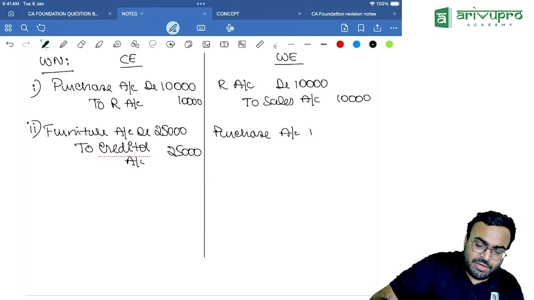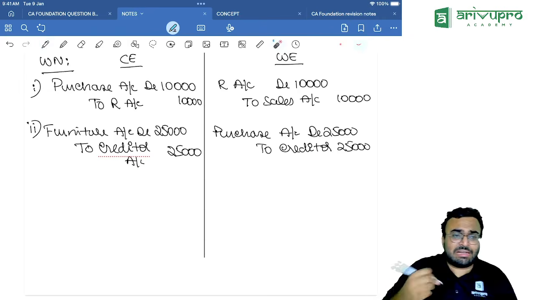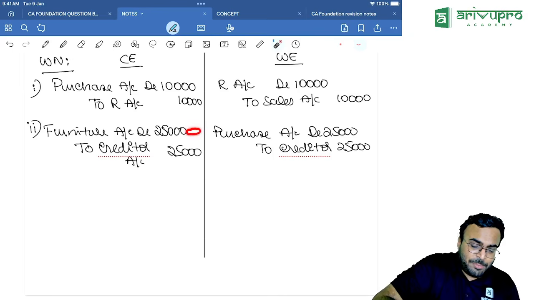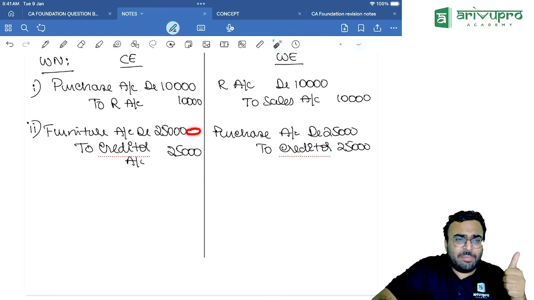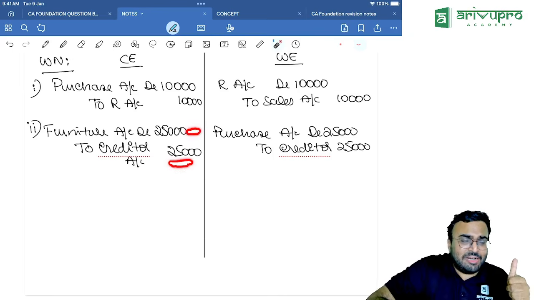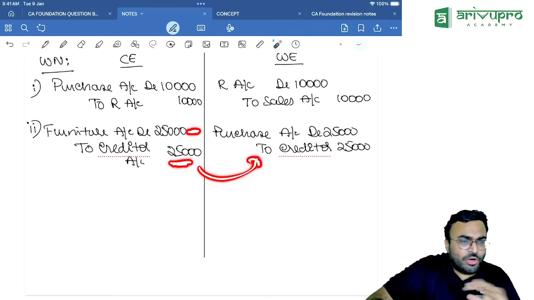Purchase account debited 25,000 to creditor 25,000. Now let's discuss the rectification entry. Did they debit furniture? No. So you have to debit furniture. Did they credit creditor? Yes, it is done. So we don't have to bother about it.